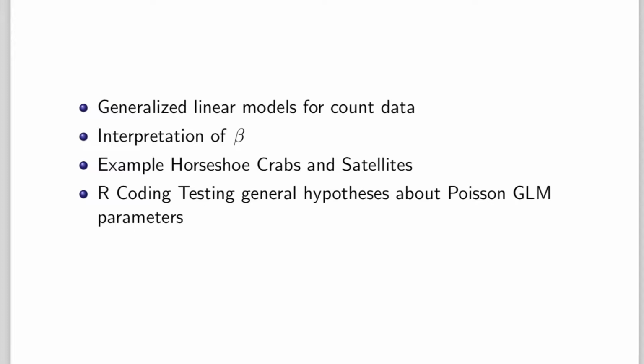The example I'm going to show here is called Horseshoe crabs and satellites, which is a very classic one. And I will also show my R coding to help you understand how I tested general hypotheses about Poisson GLM parameters.